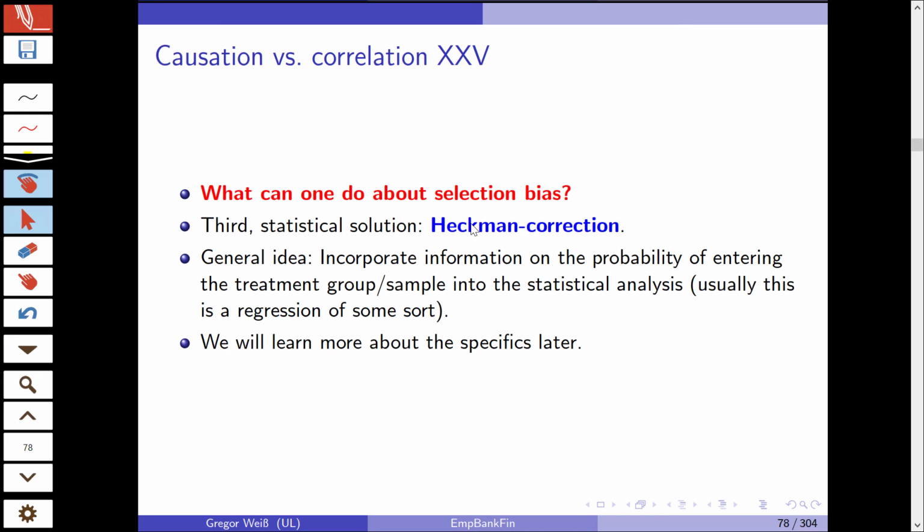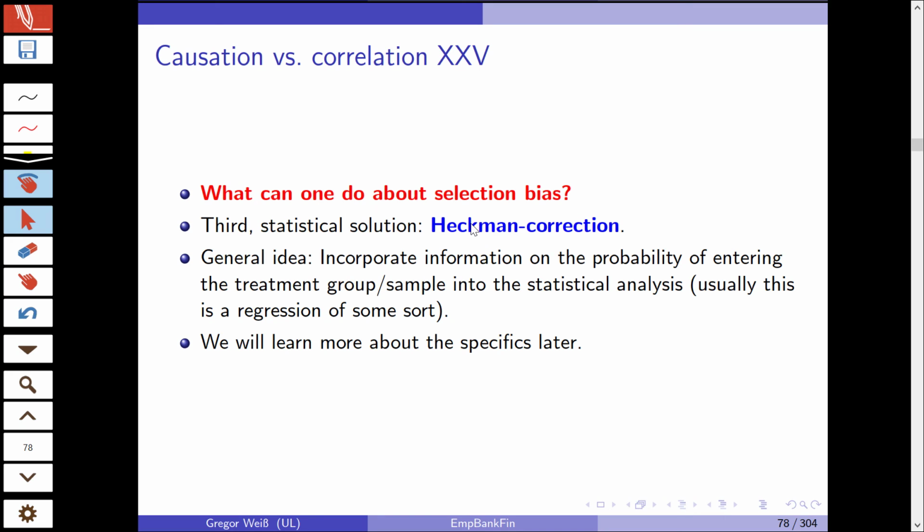What can you also do? You can use statistics. This is Heckman two-stage correction. Heckman correction in the general idea is to incorporate information on the probability of entering the treatment group into your statistical analysis and correcting for the selection bias.